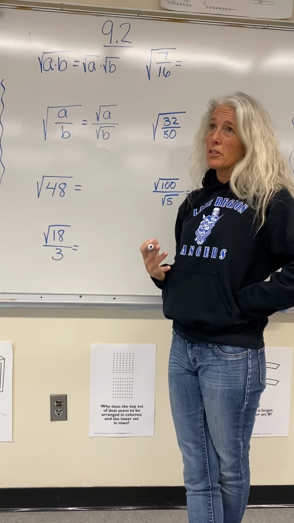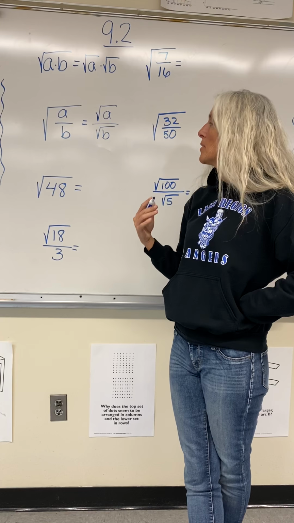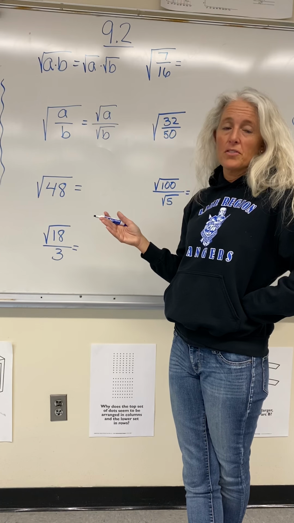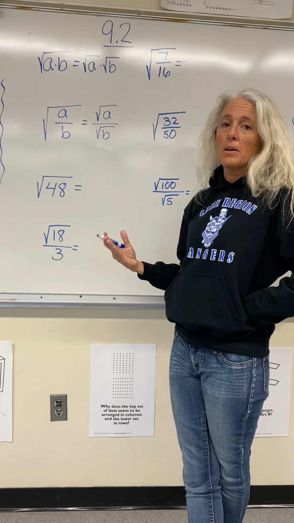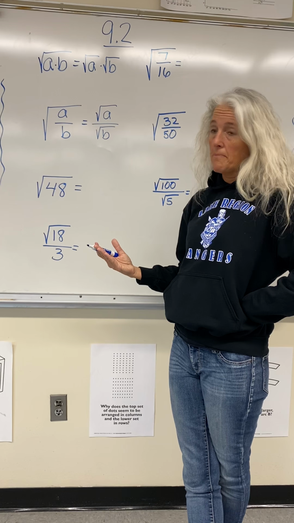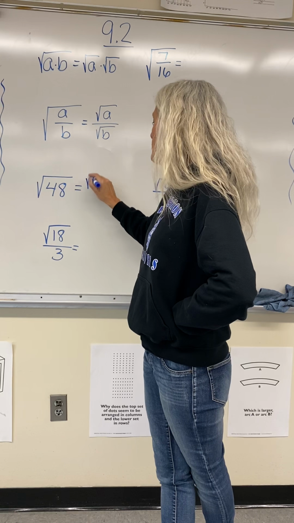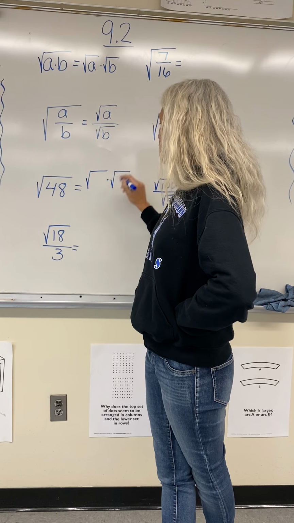And I don't think I used that term yesterday. I probably should have in the 9.1 explanation. Perfect square is a radical so that we do have a whole number answer when we take the square root of it. So for 48, I'm going to break it down into a product of two different things.